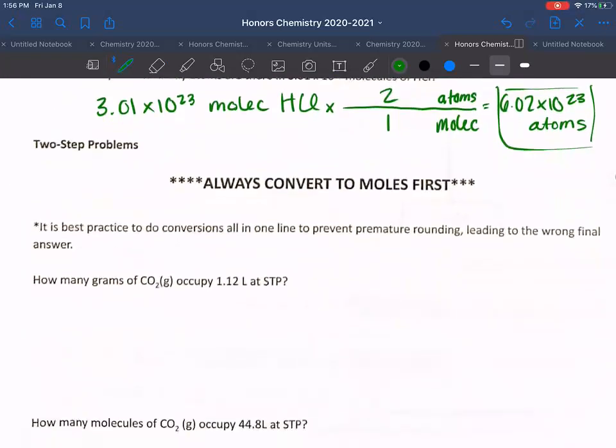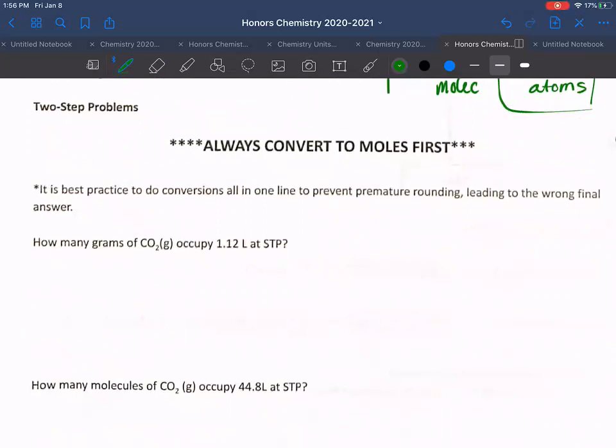So always convert to moles first. Moles are key. And so there's a couple things here. Besides always converting to moles first, it's best that you do all your conversions in one line. So instead of doing one conversion and then starting another line and doing one calculation and starting another one, the reason why this isn't best practice is because you can round your answer before you're done with the problem, and then therefore you'll end up getting the wrong answer. So do it all in one line, multiply and divide in your calculator all in one line, or just make sure you're not prematurely rounding.